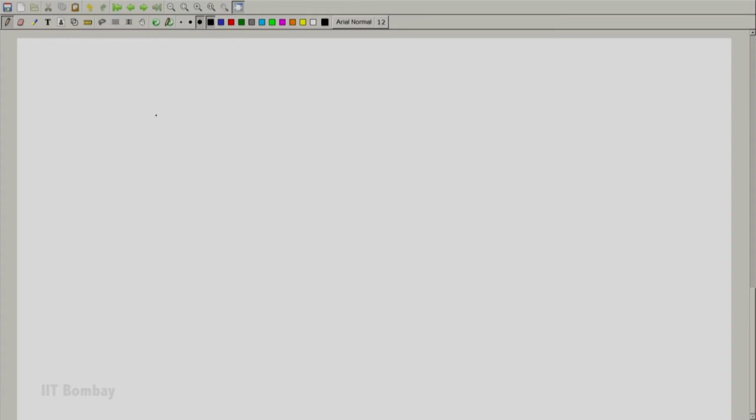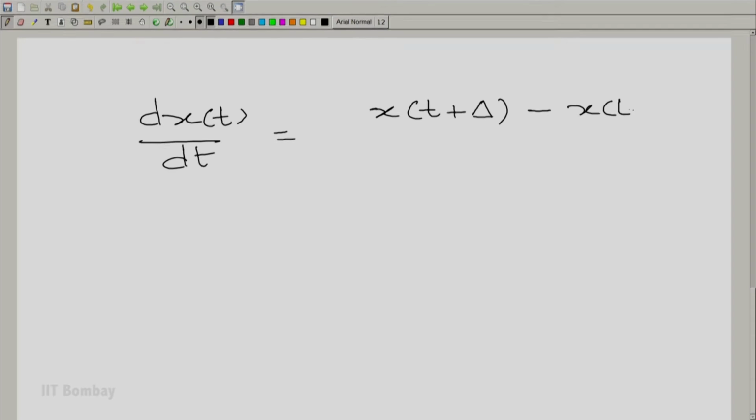How do you find the derivative? You would shift the function a little, subtract the shifted function from the original function, divide that by the shift that you applied, and take the limit as the shift tends to 0. Let me write that down. What I am saying is, if I want to find dx(t)/dt, I am essentially going to take x(t + delta) minus x(t), divided by delta, with a limit as delta tends to 0.